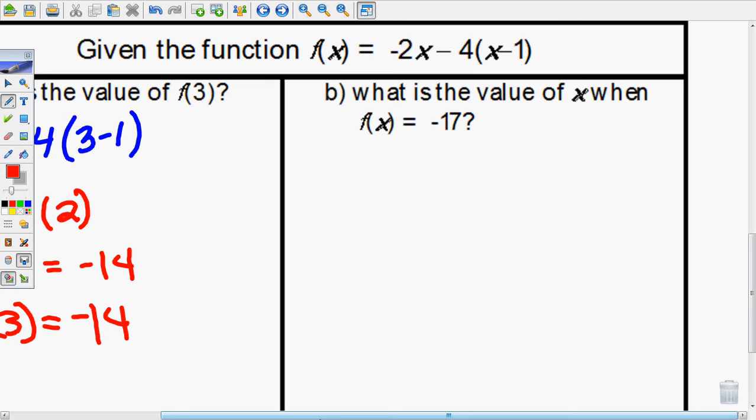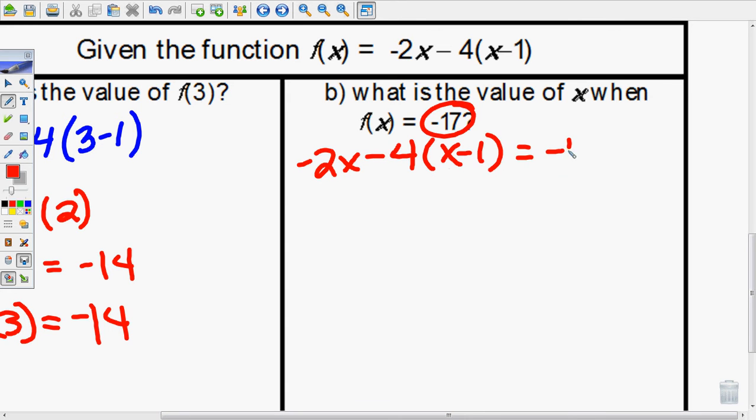All right, so step 1 is you set the function equal to what they gave you. So what did they give us? Negative 17. So it should be negative 2x minus 4 times x minus 1 equals negative 17. So that's step 1. Step 2 is to simplify. That means you got to get rid of parentheses and combine like terms.